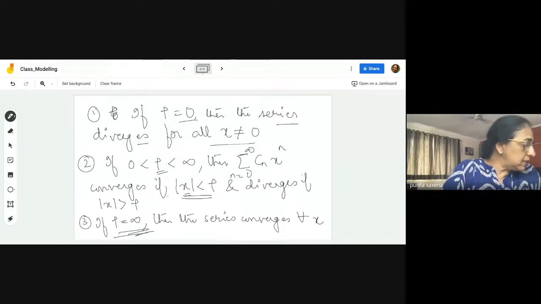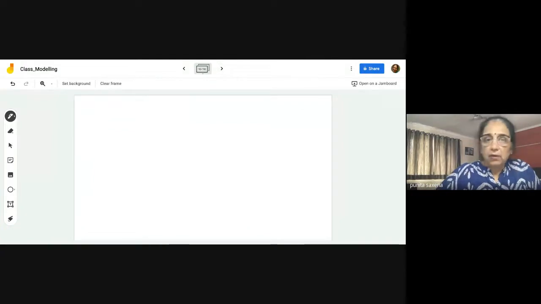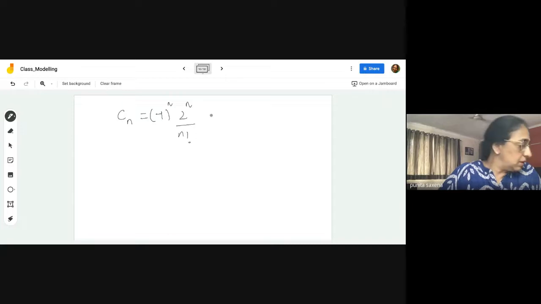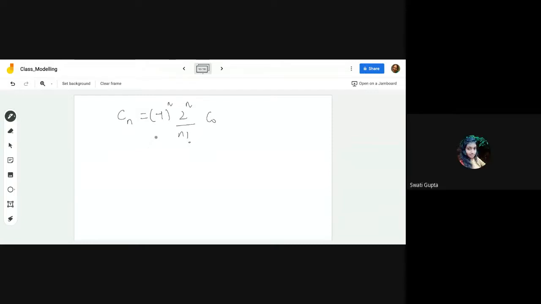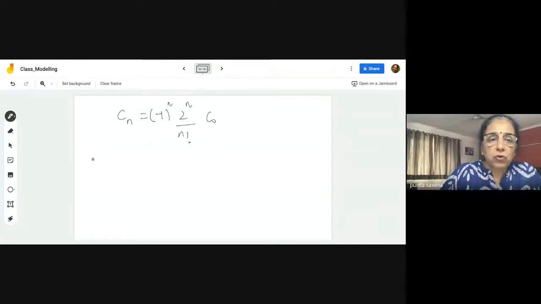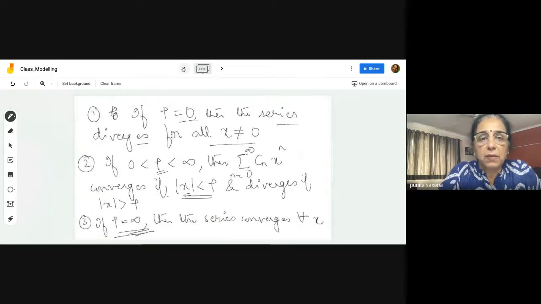Like in the earlier case, what was our Cn? Just look at the solution that we had just obtained. What was my Cn? The general formula that we had derived. It was nothing but (-1)^n 2^n upon n factorial into C naught. That was our Cn, right? Yes, ma'am. Right. So what will be Cn+1? Obviously, (-1)^(n+1) 2^(n+1) upon (n+1) factorial into C naught. Now I want to see what is my rho here.